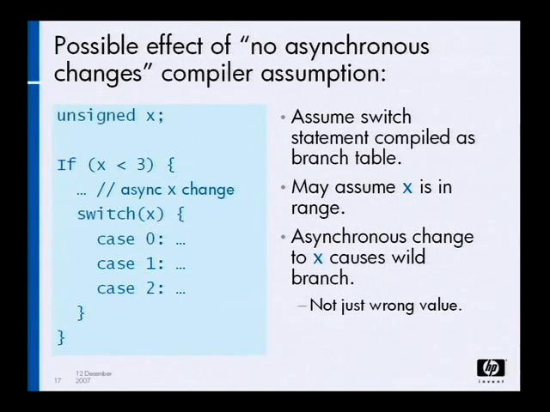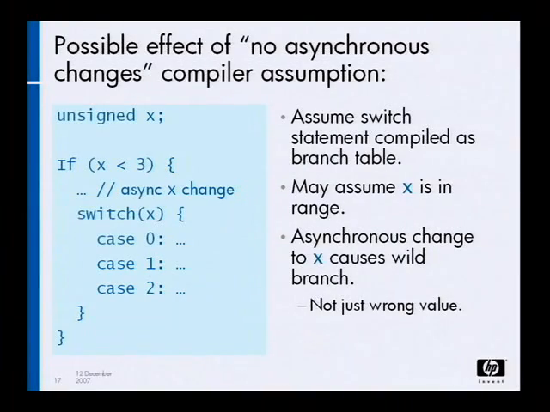Now, what happens if, in fact, somebody doesn't follow the rules and asynchronously changes x between the conditional and the switch statement? Well, say x is changed to 5 by some other thread in the middle. What happens is that the switch statement will merely go ahead and use x to index into a branch table, indexing off the end of the branch table and branching to whatever location is there, causing some weird stuff to happen, basically causing the program to take a wild branch.